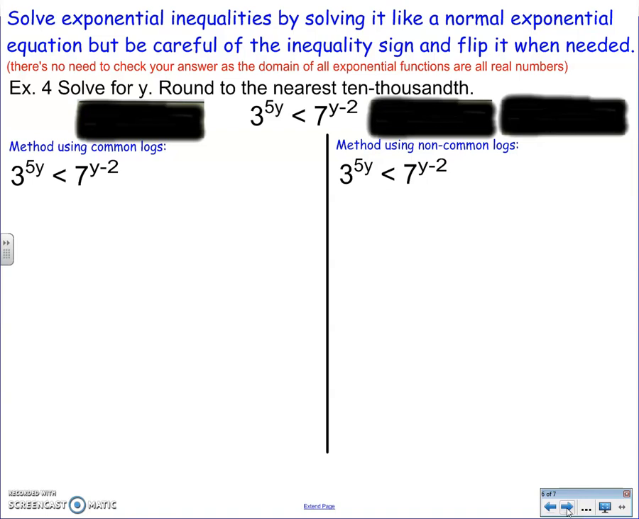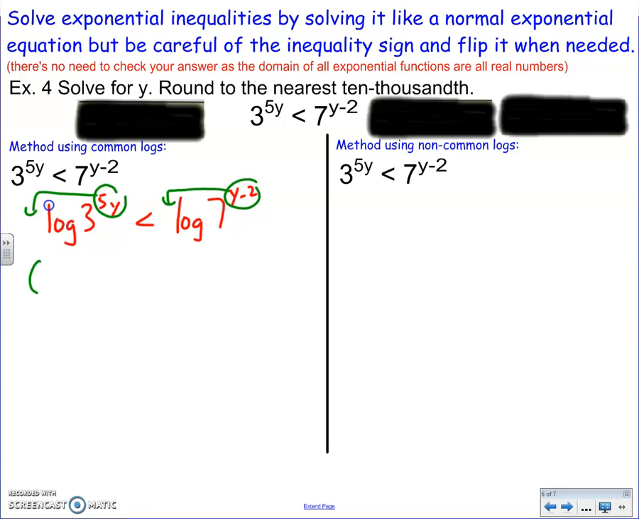Alright, so example 4, solve for y, round to the nearest 10,000th. I'm going to solve with both methods. So first I'm going to use common logs. Again, this is the standard way of doing it, but there are faster ways available now. The moment I log both sides, I can do a couple things. Exponents go down to the front.